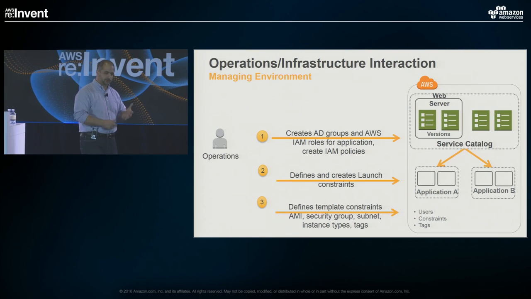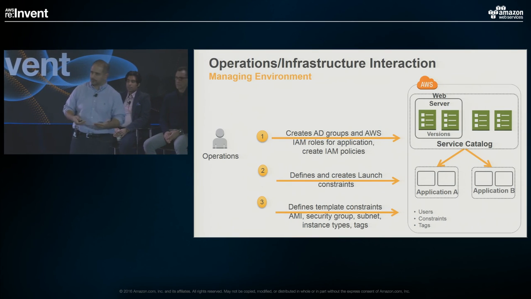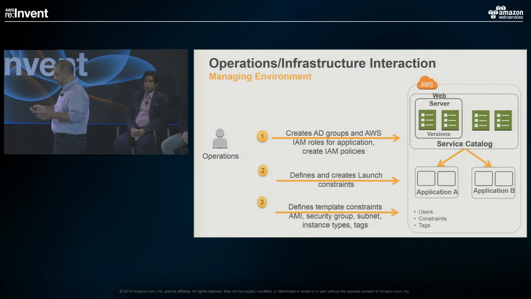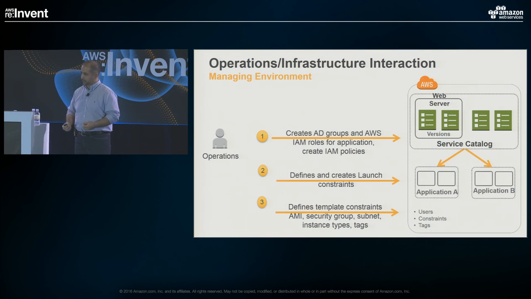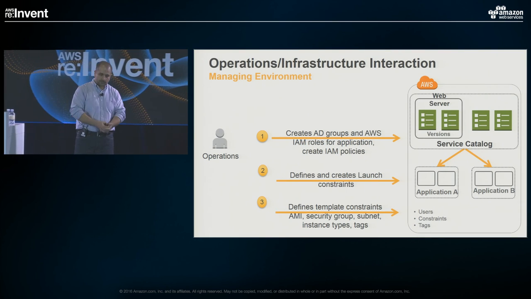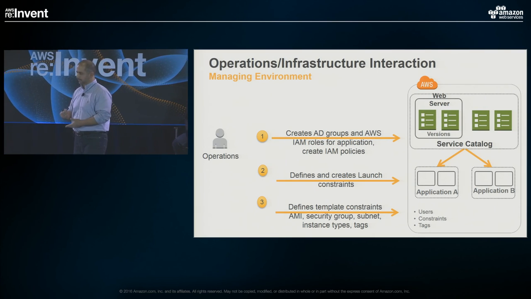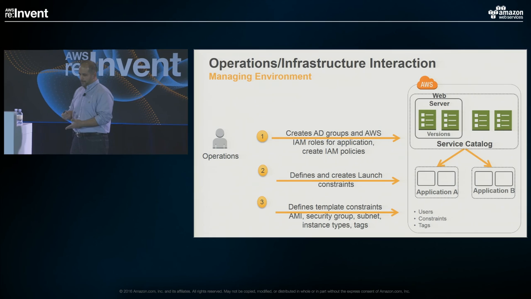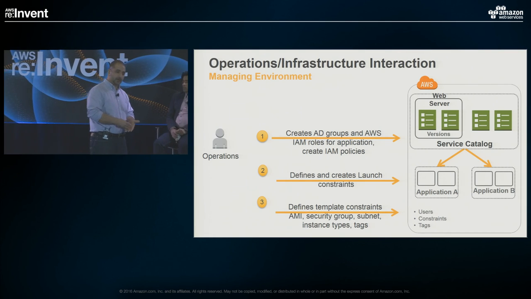What does that mean? That means that when a template wants to launch, you'll define what the constraints are. So this is a time where they have to focus, okay, we're going to make sure this is limited to this specific thing. They define what the template constraints are. So what's the AMI we're going to use? What's the security group we're going to use? What's the subnet, the instance type, the tags that are there? So they don't actually implement that part of it. They're actually focusing on defining what those are.